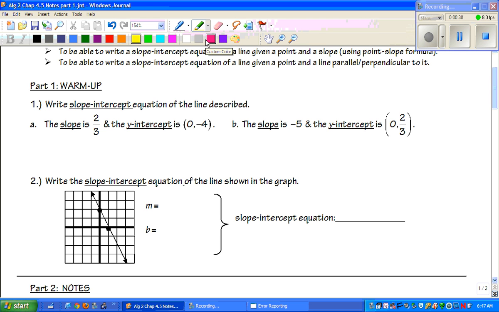Go ahead and see if you can complete the 2 problems below. Please pause the video and try your best.